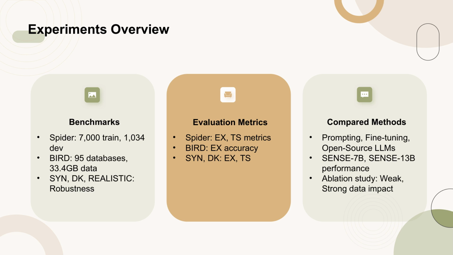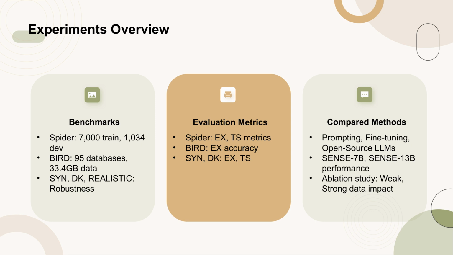The challenge benchmark BIRD is a new benchmark of large real-world databases, containing 95 large databases with high-quality text-SQL pairs, totaling 33.4 gigabytes of data across 37 fields. For evaluation metrics, we followed Spider's official evaluation protocol using EX and TS metrics for Spider and its robustness benchmarks. For BIRD, we adopted its official evaluation scripts focusing on EX accuracy evaluation. We compared various baseline methods categorized into prompting methods, fine-tuning models, and open-source LLMs.